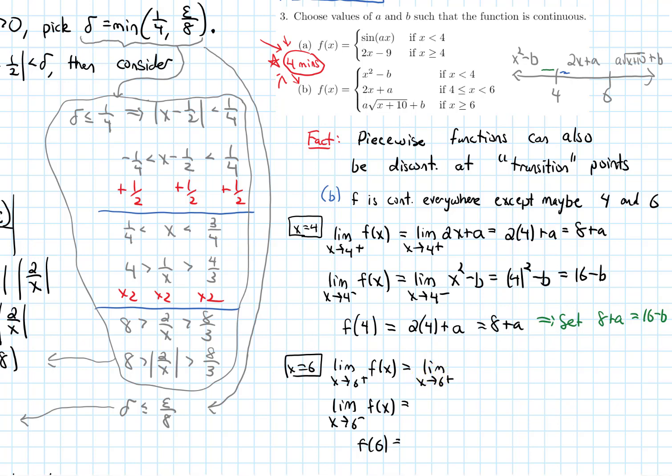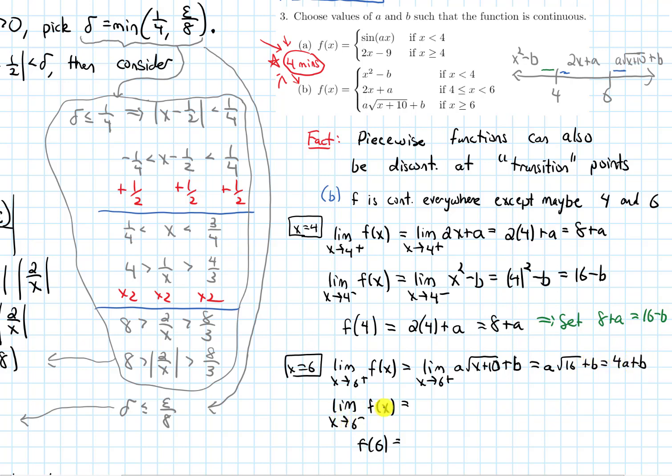On the right-hand side of 6, if I get really, really close to 6, that is this part of the number line. So we're going to use the root function, a times root x plus 10, plus b. And if I plug 6 into this now, we get a times root 16 plus b, which is 4a plus b.